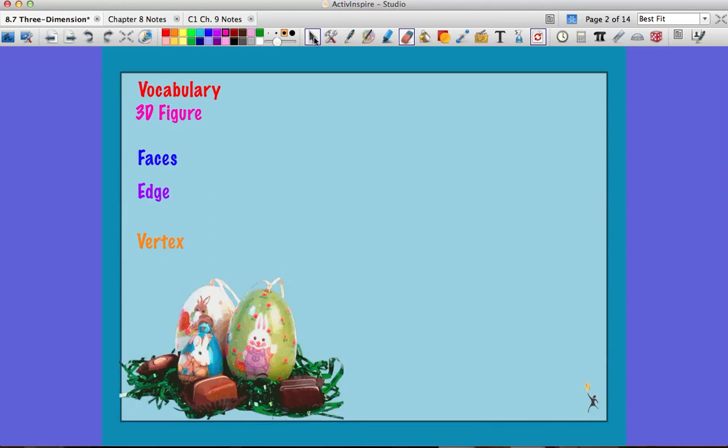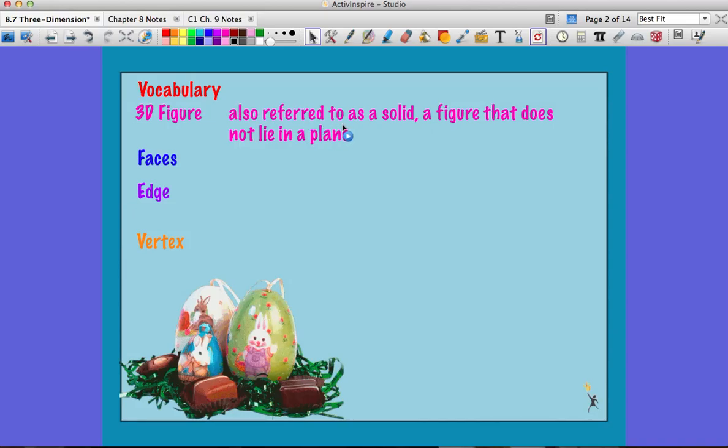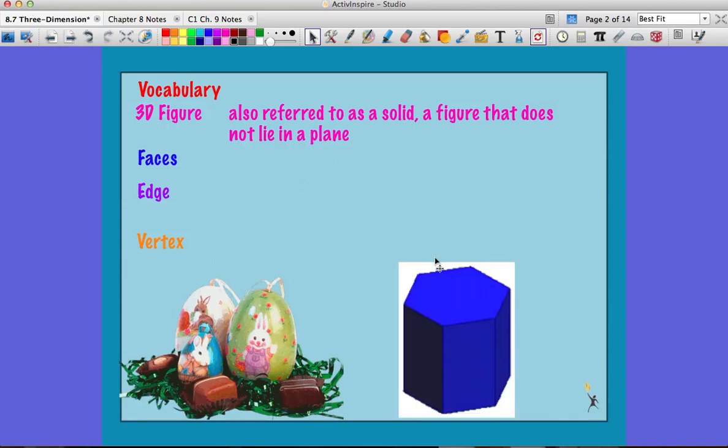First things first, in order to understand a three-dimensional figure, you have to know what a three-dimensional figure is. A three-dimensional figure is also referred to as a solid. It is a figure that does not lie in a plane. And it doesn't lie in a plane because it has three dimensions to it. It has length, width, and it has height. A plane will only have a length and a width. Okay, so any figure that kind of pops out at you is considered a three-dimensional figure.